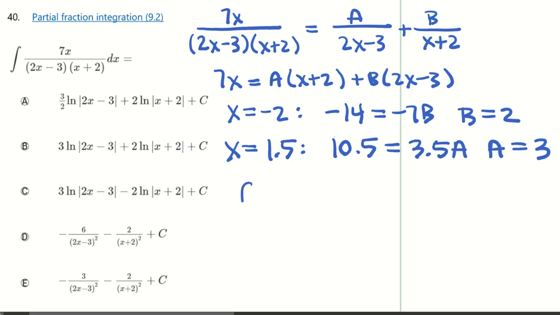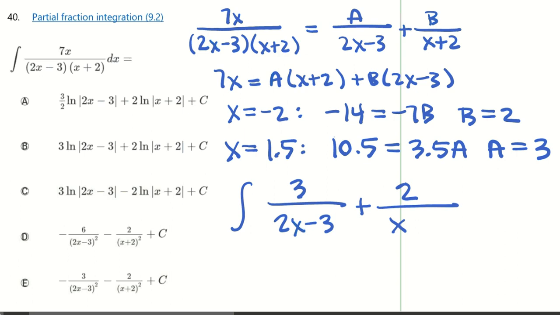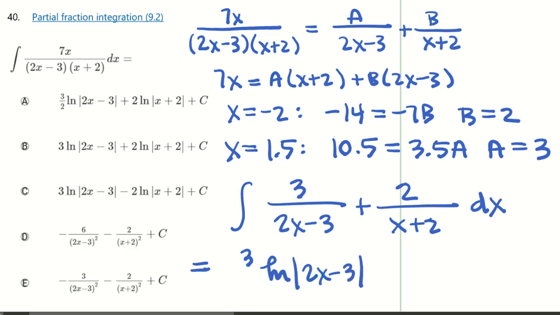Okay. So now I'm integrating 3 divided by 2x minus 3 plus 2 over x plus 2. The whole point of this problem is to remind you that it's not just going to be 3 log of the absolute value of 2x minus 3. That's what you would think. If I took the derivative of that, I'd end up with 6 divided by 2x minus 3 because of the chain rule, right? 3 over 2x minus 3 times 2 for the chain rule.